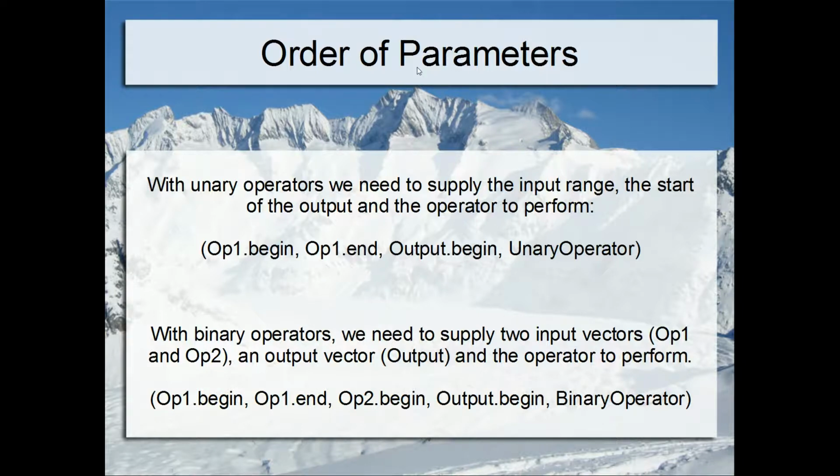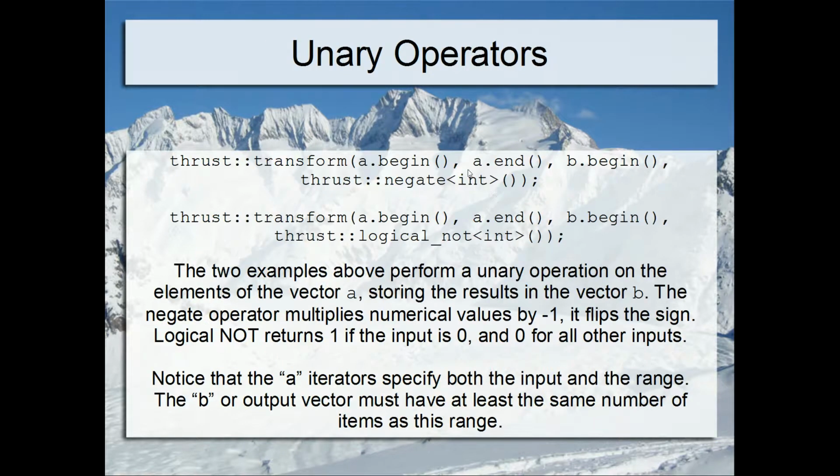Okay, so the other class of transforms are these binary operators. What we need is two input vectors for a binary operator. Op1.begin and op1.end is the range of the first operands, and op2.begin, all the way up to op2.begin plus whatever that range size was, is going to be your second operands to your operators, and then you supply your output and your binary operator. It's easy as that, really. We'll see some examples in a minute.